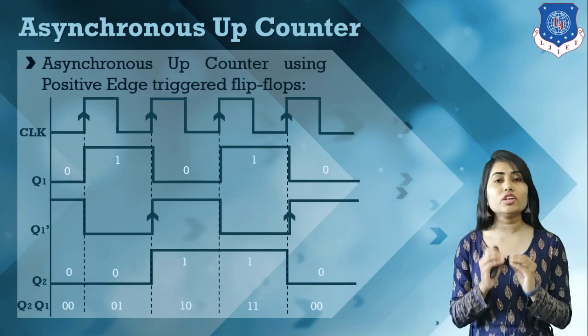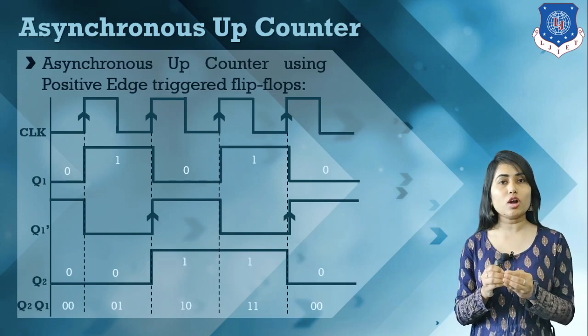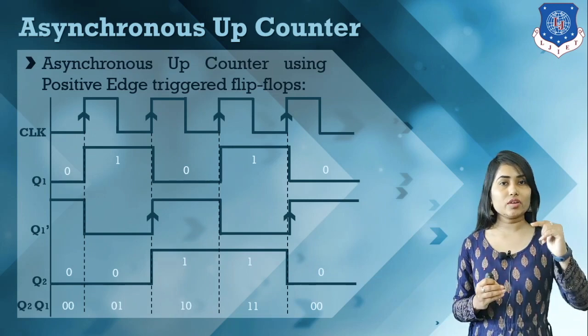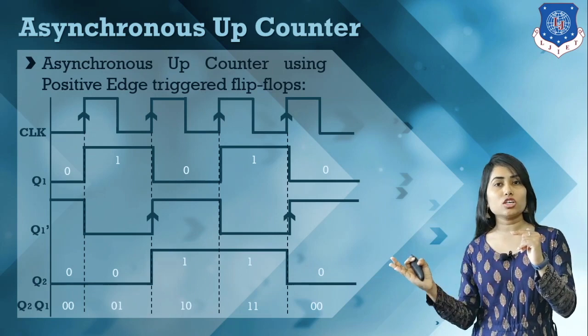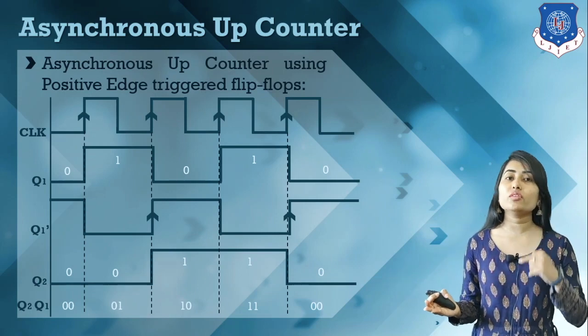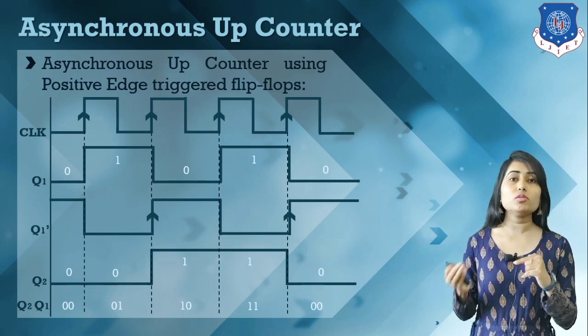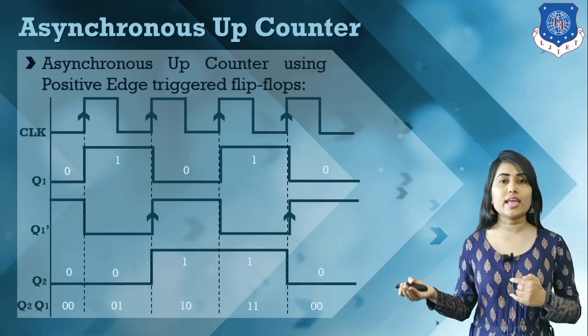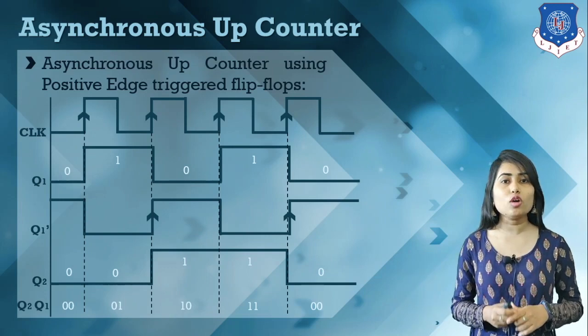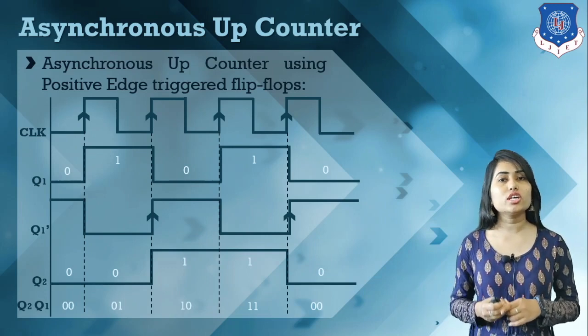Whenever we have an asynchronous up counter and negative edge triggered flip-flops, we have to use the normal output as a clock for the next flip-flop, and whenever we have positive edge triggered flip-flops, we have to use the complemented output as a clock for the next flip-flop. So this is how we can design an asynchronous up counter.